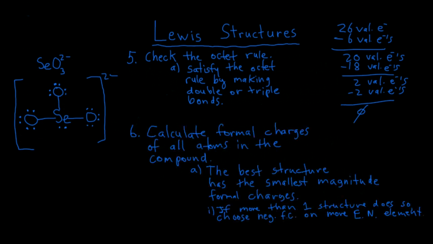The 6th step is to calculate the formal charges on all the atoms in the compound, keeping in mind that the best structure will have the smallest magnitude formal charges. If more than one structure satisfies this, then you want to choose a structure that has the negative formal charge on the more electronegative element, or you might want to say the positive formal charge on the less electronegative element. So let's do that. Each oxygen comes with 6 valence electrons. By the way, remember, formal charge is valence electrons minus lines minus dots.